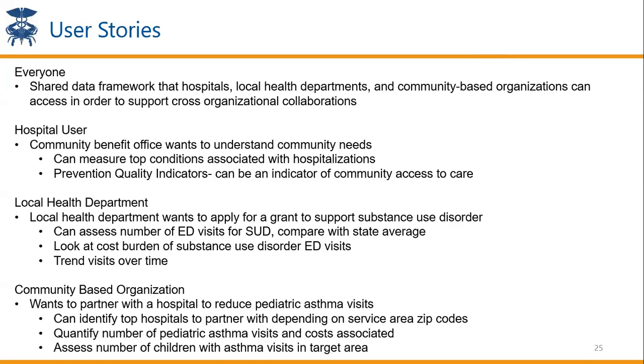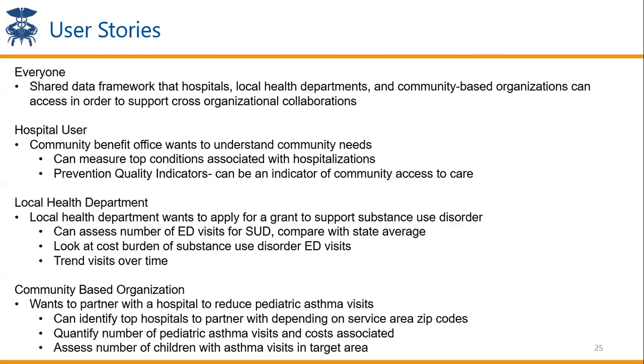I think for hospitals, one use of this report that could be particularly helpful is for the Community Benefits Office, wanting to understand community needs. For my given set of zip codes, my primary service area, what are the top conditions impacting this area, assessing the prevention quality indicators, which can be indicative of community access to care and essentially individuals having inpatient hospitalizations for conditions that could have been prevented in a lower acuity care setting.